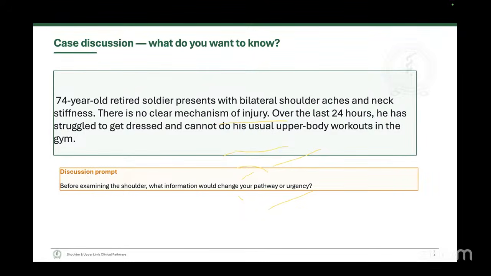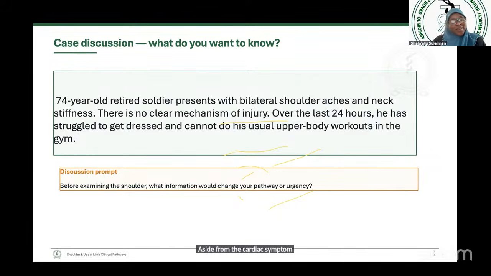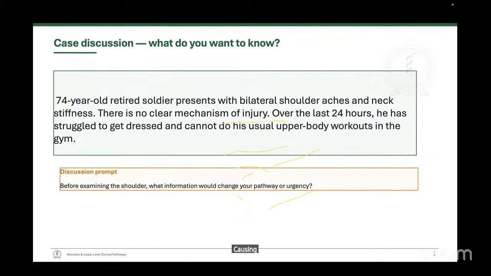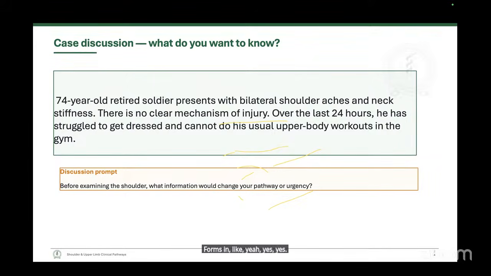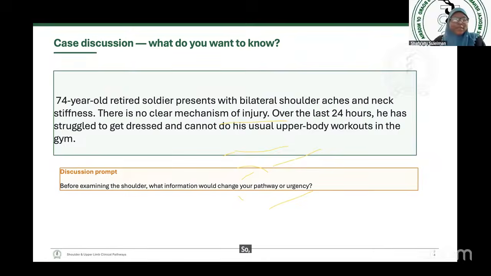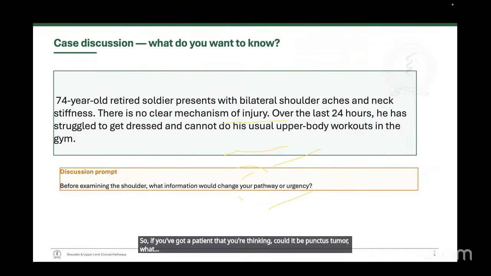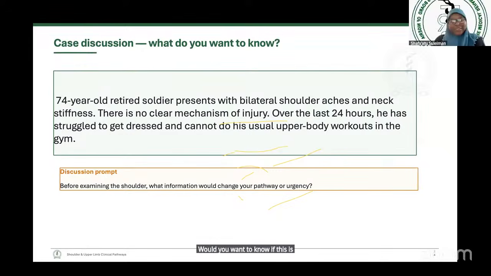Yeah, that's the cardiac symptoms. Thinking of cardiac symptoms causing maybe aches and maybe stiffness. Also the tumor you mentioned at the apex of the lung, pancreas tumor. Yes. So if you've got a patient that you are thinking, could it be pancreas tumor? What would you want to know? If this is the patient, what do you want to know further? What will you ask?